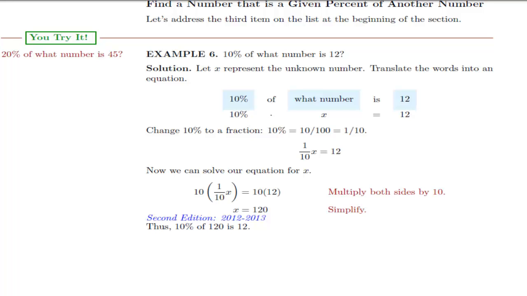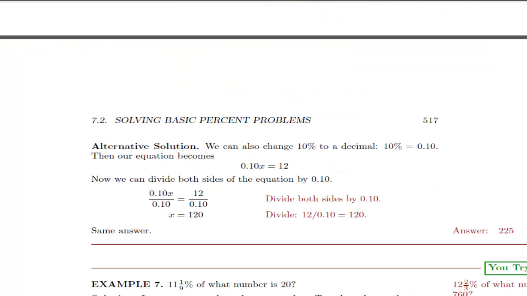Now we can solve our equation for x. We'll multiply both sides by 10 to get x by itself. On the left, 10 times 1 over 10 times x is x, and on the right, 10 times 12 is 120. Alternative solution. We can also change 10% to a decimal.